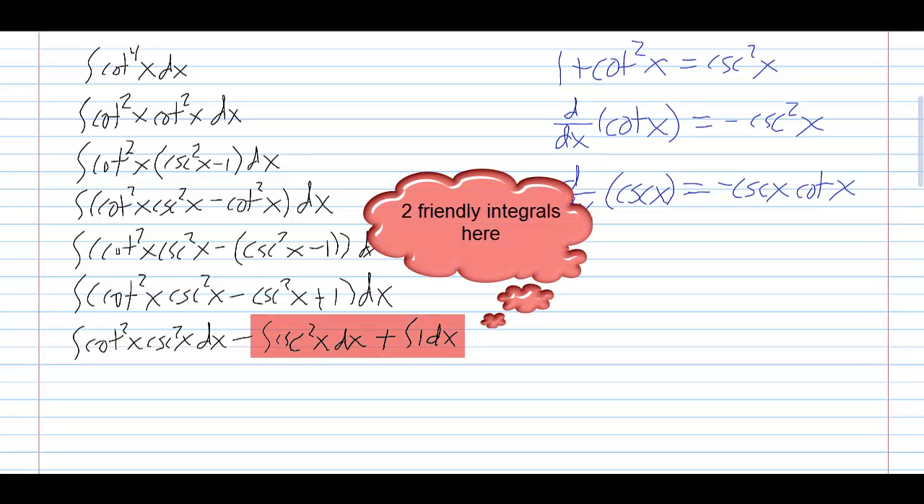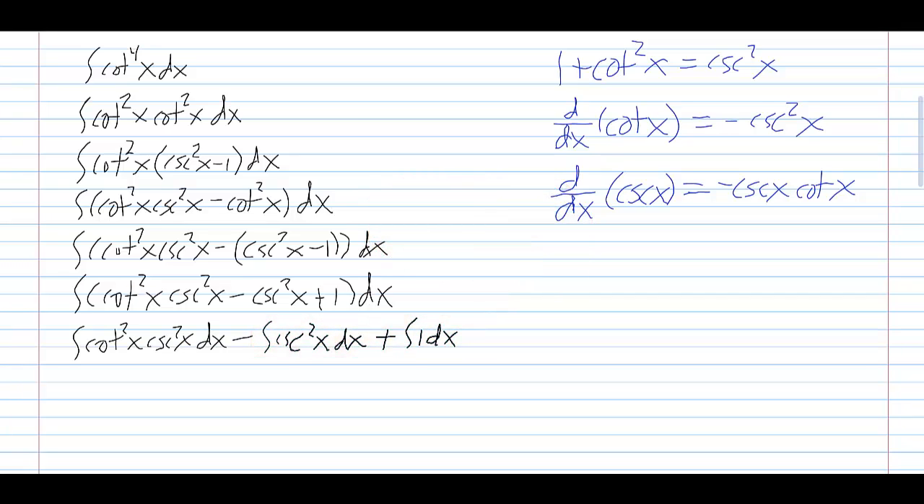Now look how friendly those last two integrals are. We know the antiderivative of 1 is x. We should know the antiderivative of cosecant squared. We should know that's a negative cotangent. We get that for free from knowing the derivative of cotangent is negative cosecant squared. So the only integral that we really have to attack here is the first integral, the integral of cotangent squared x cosecant squared x, and that's easily taken care of by a u sub.